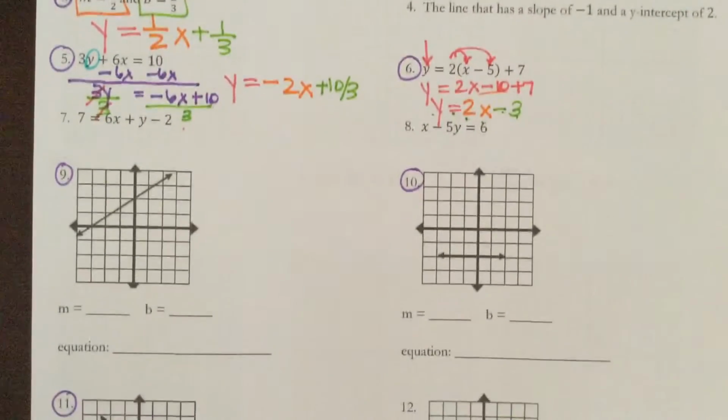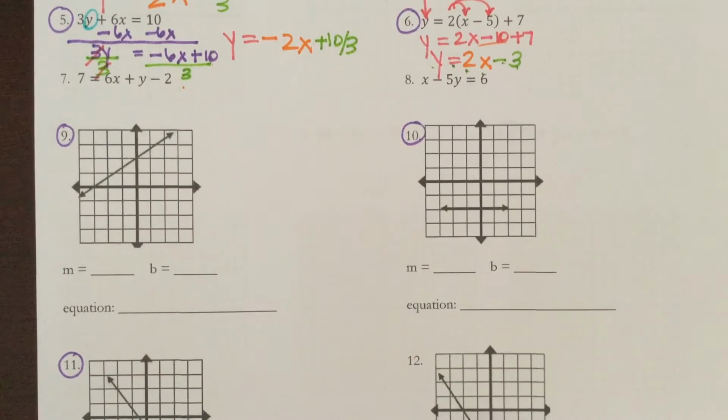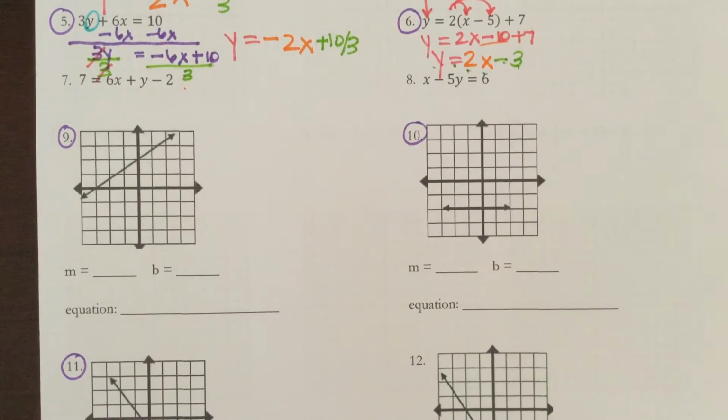Couple more examples here. In question number 9, instead of being given a statement or an m and a b value or an equation, we've been given a graph. In order to write something in slope intercept form, we need to know both the slope of the line and where that line crosses the y-axis. We need the slope and the intercept.